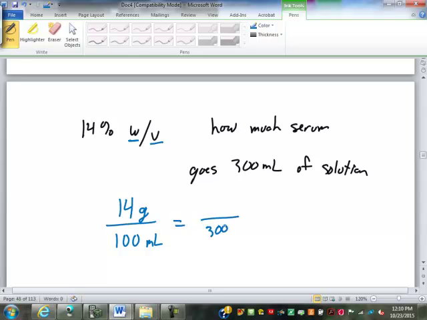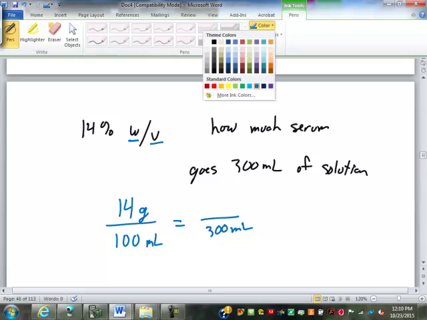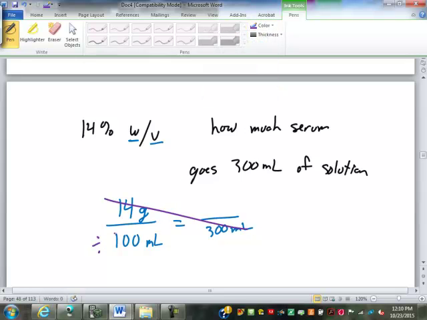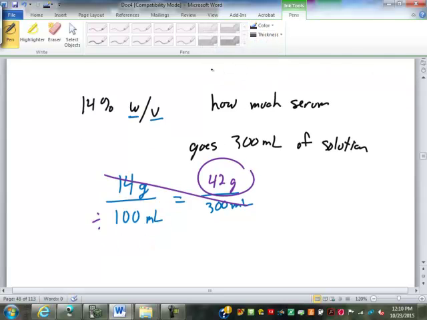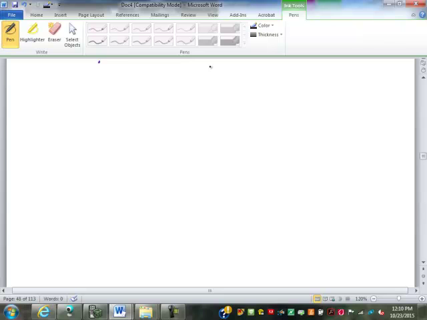How much would that be for 300 milliliters? And again, you would cross multiply and divide. So this is 42 grams. There would be 42 grams of serum in 300 milliliters of solution. And of course, the other types of concentration as well.